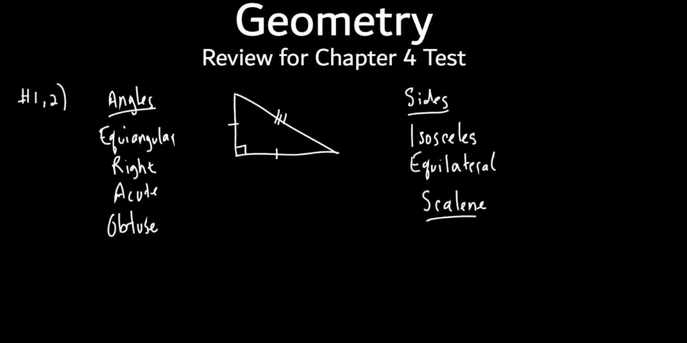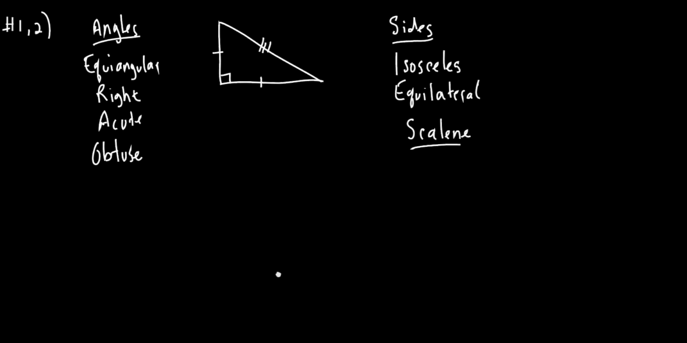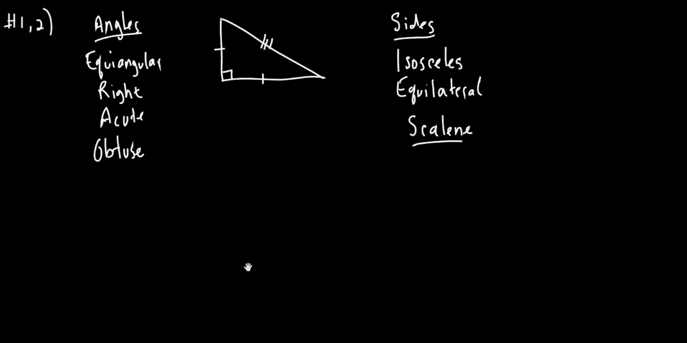What if you had that? What would that triangle be? It'd still be a right triangle because of the angles, but it would be an isosceles triangle because 2 of the sides are equal to each other. Everybody with me on that? Okay, enough of that. That's 1 and 2. The next one you see is going to look just like a quiz.